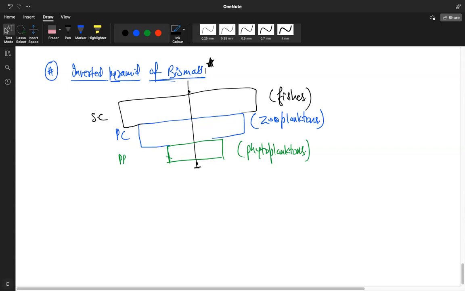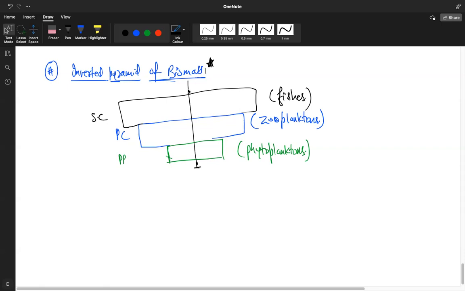So only higher energies can exist at lower trophic levels. As you go up the trophic level, each lower trophic level will provide energy to the upper trophic level after some loss. So it will always decrease as you go up. Make sense, people? Yes, sir. Okay. Very well.